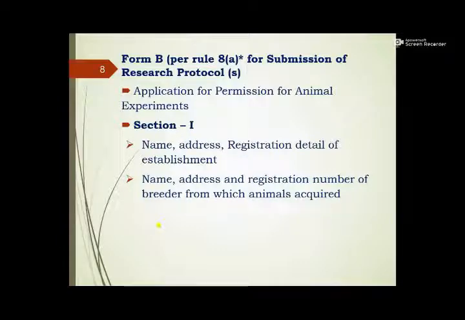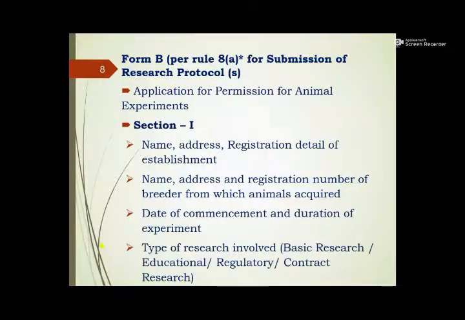In Section 1, you have to write the name, address and registration details of the establishment where you are going to carry out your experiment. Then the next part is the name, address and registration number of the breeder from whom the animals are to be acquired. Here you have to write the CPCSEA registration number of the breeder from whom you are going to procure the animals. Again, the next part is the date of commencement and duration of the experiment.